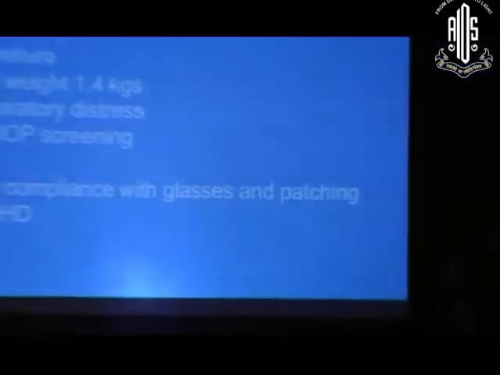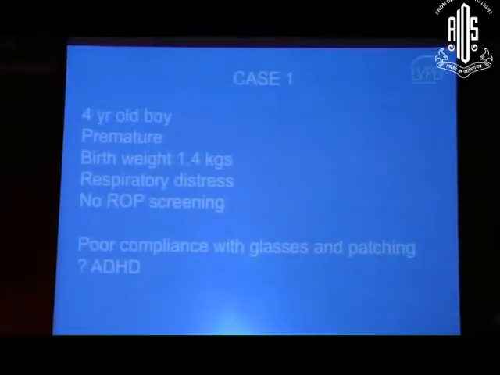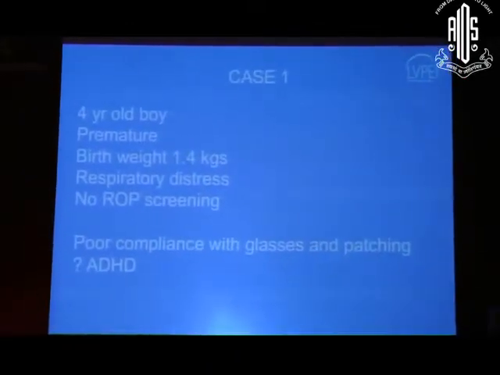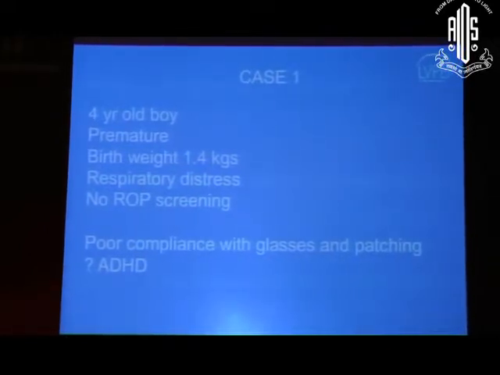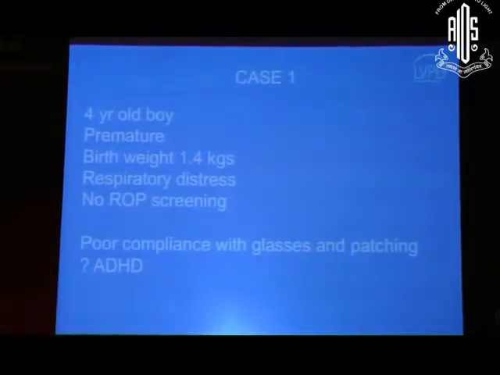Case 1 is a 4-year-old boy who is premature. His birth weight was 1.4 kgs. No ROP screening was done. He had a history of respiratory distress. And elsewhere he was given glasses as well as advised patching. He was not wearing them. There was poor compliance with that.